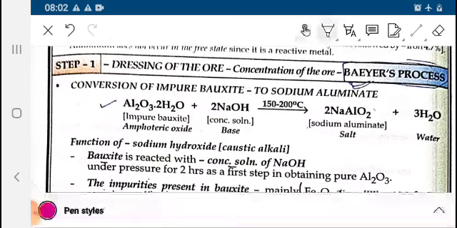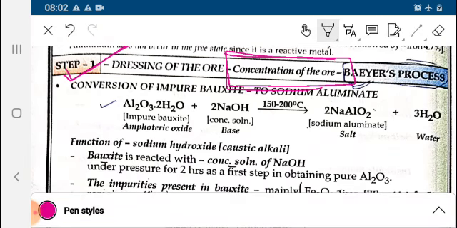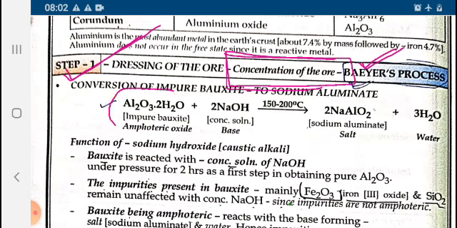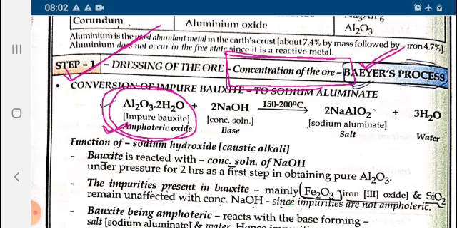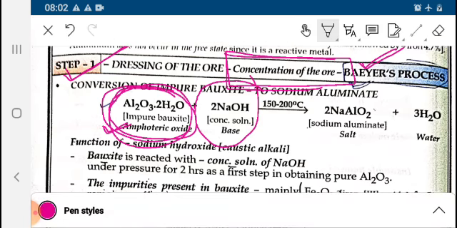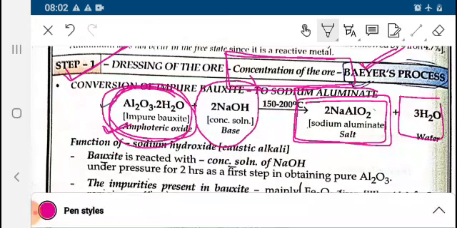So first is step 1, that is the dressing of ore. It is also known as concentration of ore, and the name given by the scientist is the Bayer's process. Now what is the mechanism behind this? Impure bauxite is taken because it is of amphoteric nature. Amphoteric means it can react with base and it can react with acid both. So amphoteric oxide reacts with NaOH, that is the base, forming sodium aluminate, NaAlO2, and water.